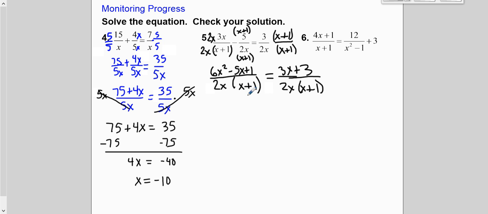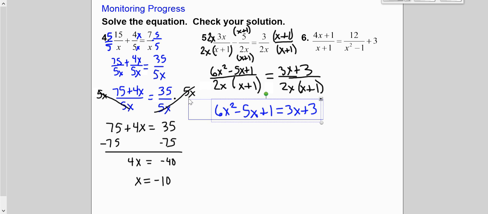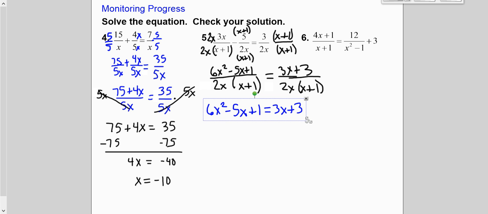We don't want to do cross products though. We have a numerator over 2x times x plus 1, and we have a different numerator over 2x times x plus 1. And the equation tells us that the two sides are equal. So, just like we did over here, if we know that's true, we know the numerators must be equal to each other. So that means that 6x squared minus 5x plus 1 must equal 3x plus 3 for this equation to be true. And our job is to find the value of the variable that makes the equation true.